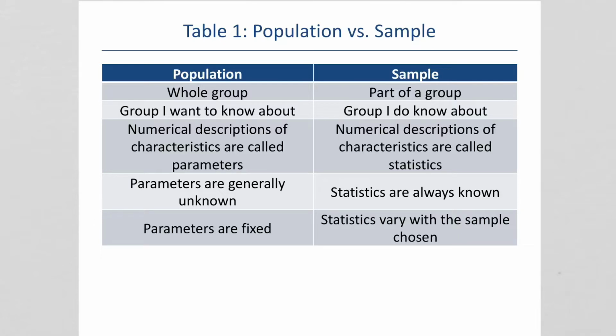Numerical descriptions of characteristics are called parameters in a population. They're called statistics in a sample. And that's easy to remember because parameters, P, population; statistics, S, sample. Parameters are generally unknown for a population, but statistics are always known. And the parameters are fixed in a population, while with a sample, statistics vary with the sample that's chosen.